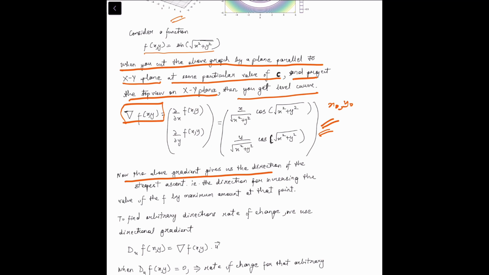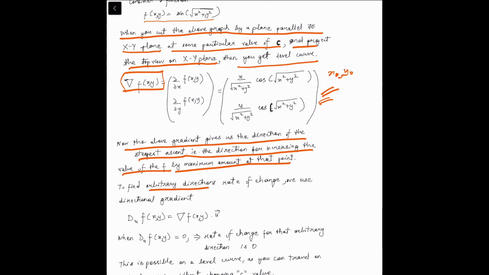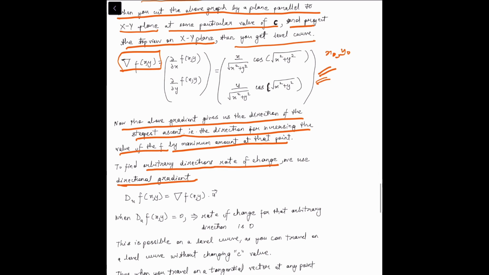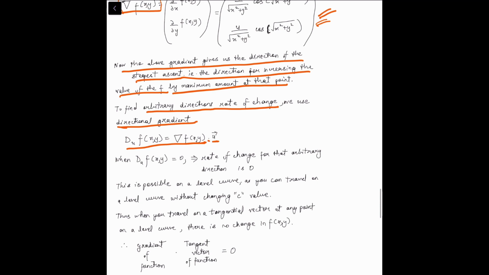The above gradient gives us the direction of the steepest ascent, that is the direction for increasing the value of f by the maximum amount. But to find the rate of change in an arbitrary direction, we can use the directional gradient, and the directional gradient is the gradient of the function multiplied by the unit vector in the direction for which we want to find out.